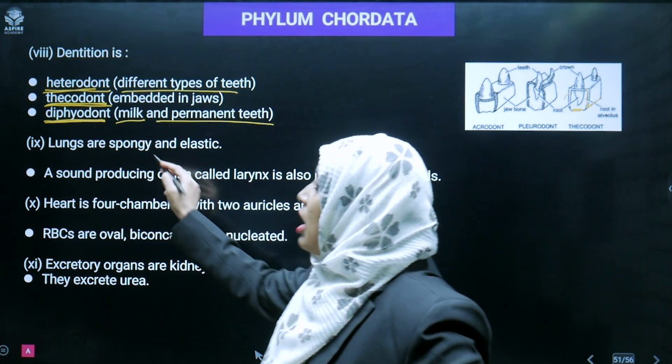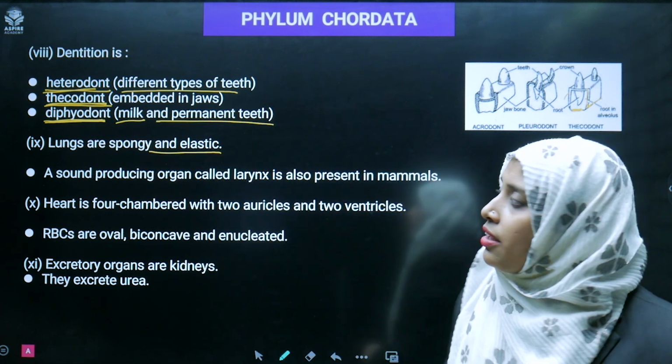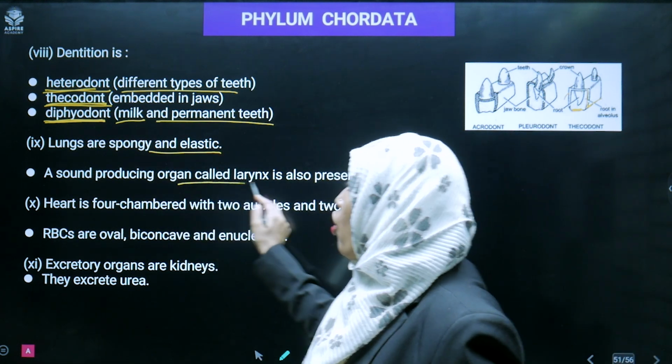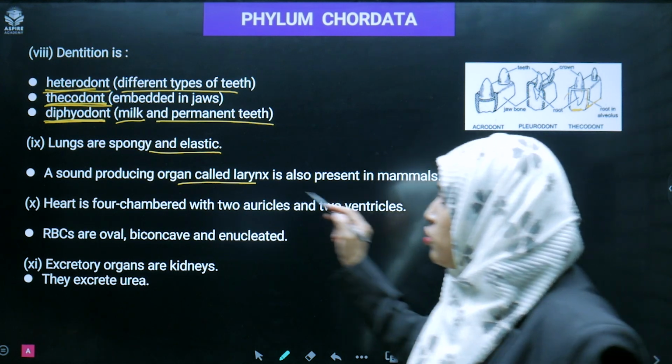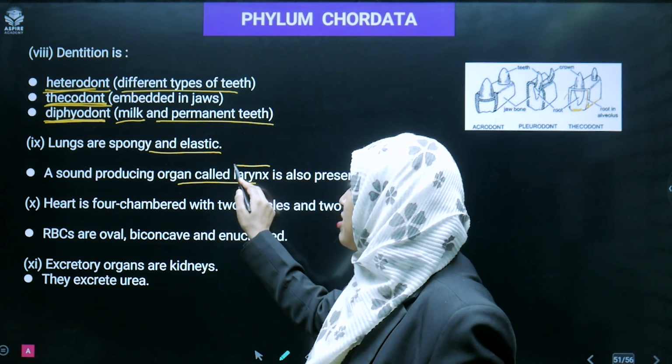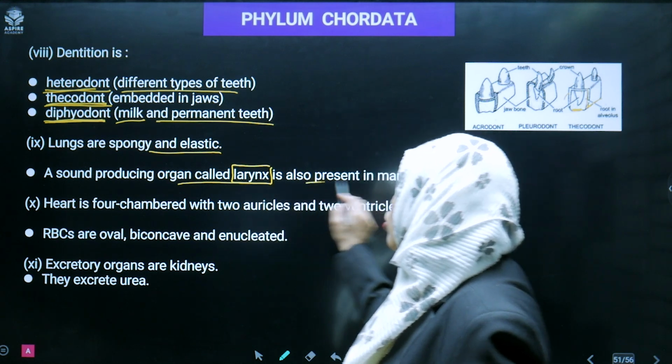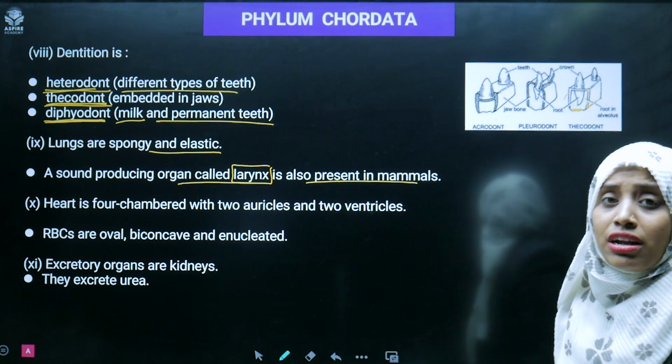Okay. Now, lungs are spongy and elastic. A sound producing organ is also present. We are able to produce sound, and the sound producing organ, known as the larynx, is also present in mammals.